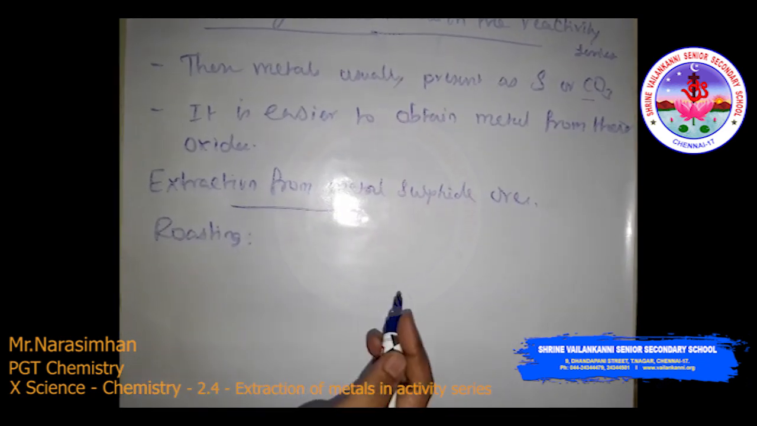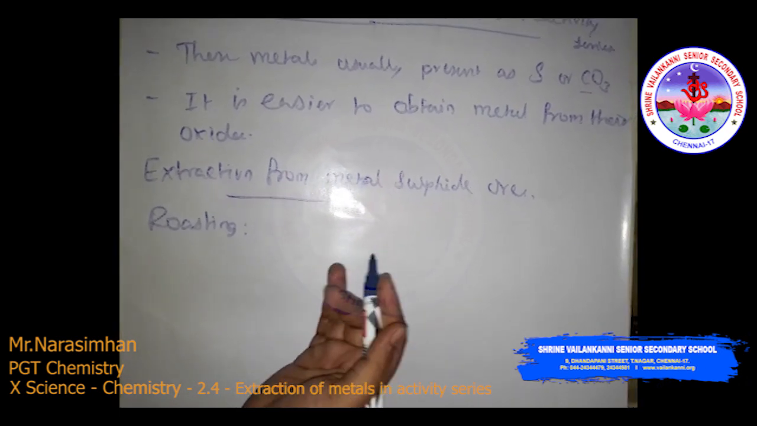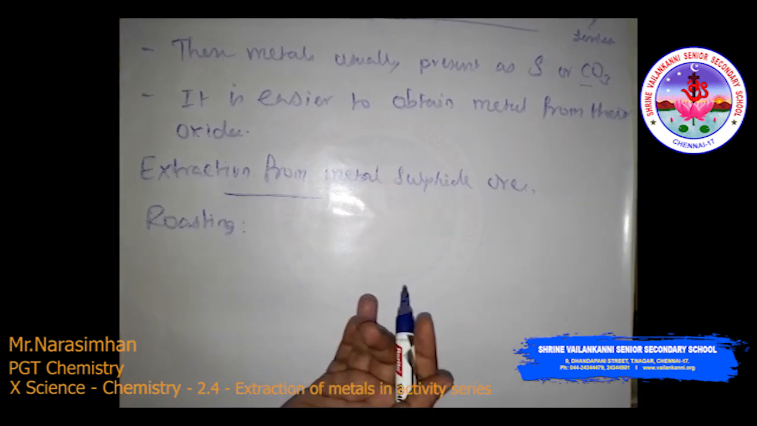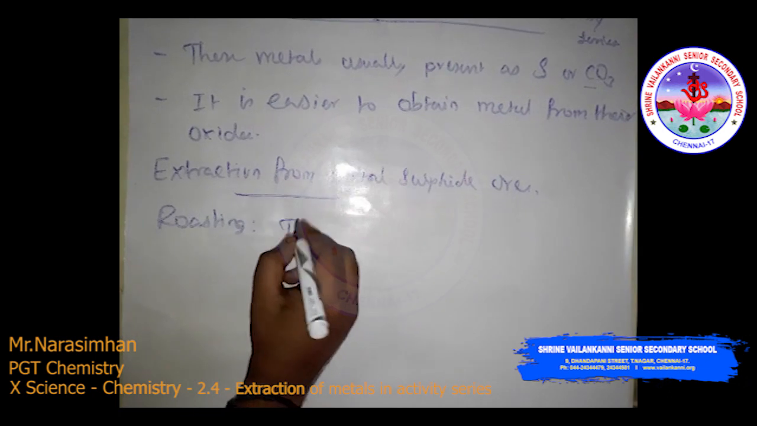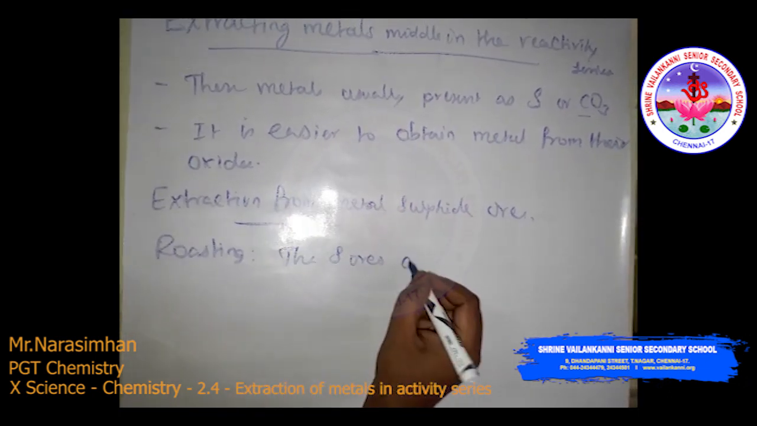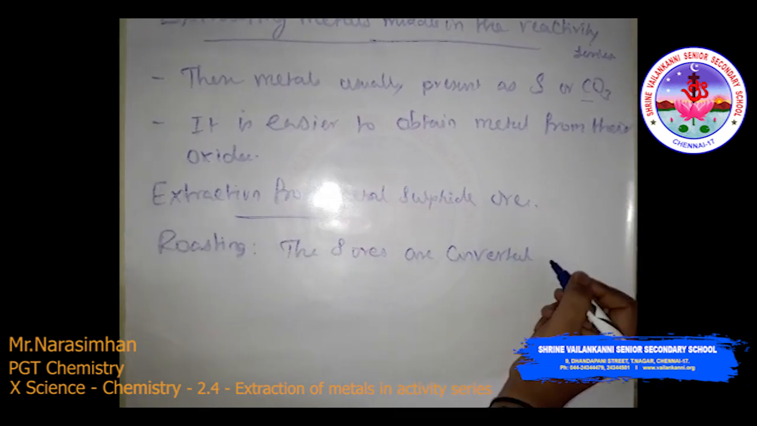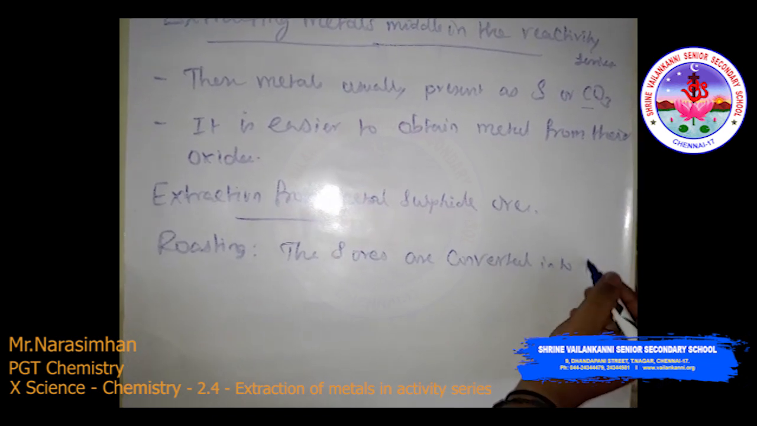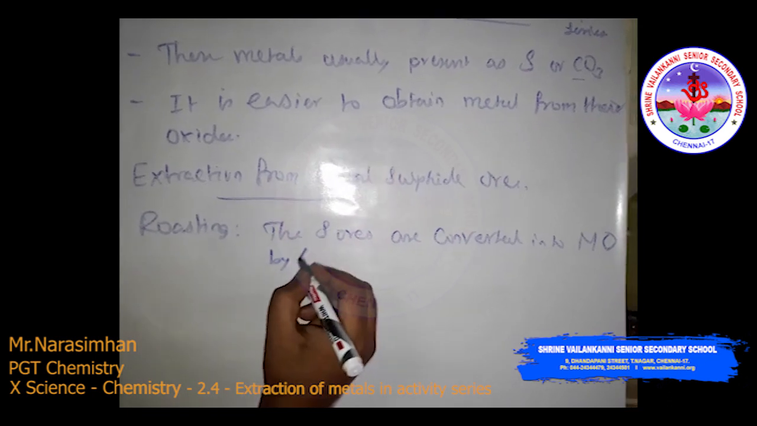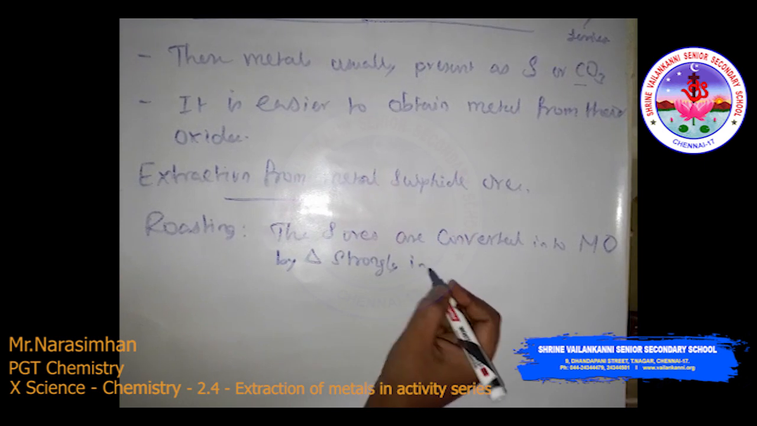The roasting process means the sulfide ores are converted into metal oxide by heating strongly in the presence of oxygen. See, the sulfide ores are converted into metal oxide by heating strongly in the presence of oxygen.